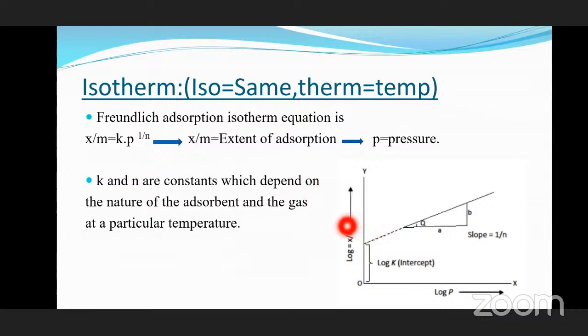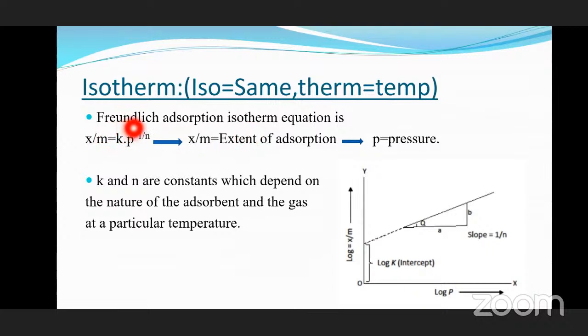When we draw log x by m versus log p, we have to observe the slope. The slope is indicated as 1 by n, and this region is called the intercept, which is represented by log k. This diagram was proposed by the scientist Freundlich. Therefore, it is called the Freundlich adsorption isotherm.